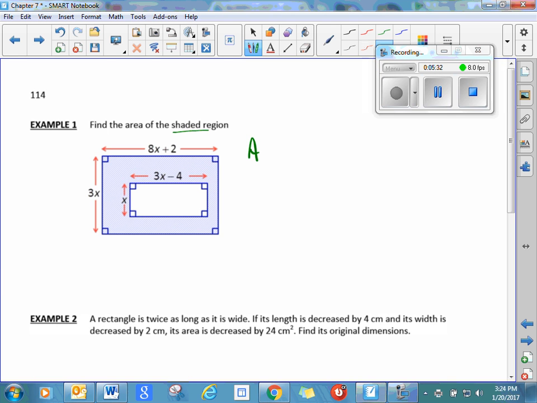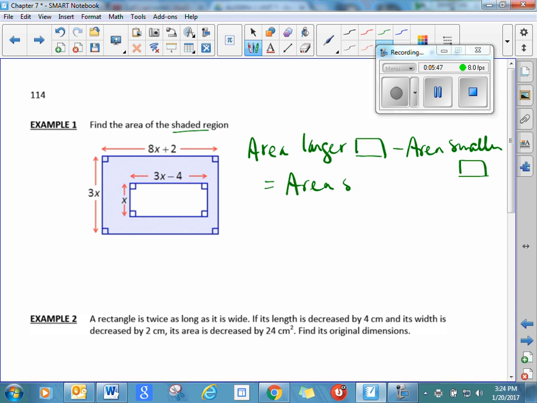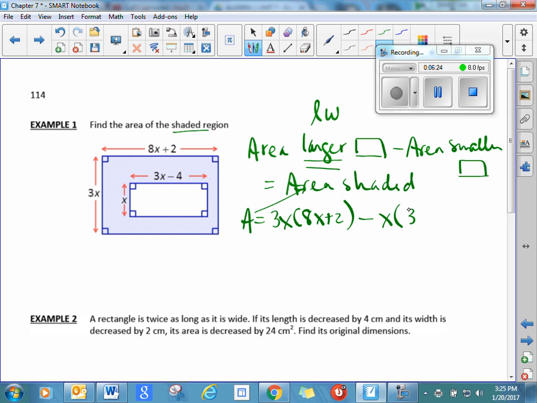We are going to find the area of the larger rectangle, and we're going to subtract out the area of the smaller rectangle, and that is going to give us the area of the shaded region. So this is kind of our verbal model. This is what our plan is. And now we have the dimensions. We just have to plug them into our idea here. So the area is the length times the width of the larger rectangle, this guy, length times width. So he is 3x times 8x plus 2. And to get this guy right here, we are going to subtract out the area of the smaller region, which is x times 3x minus 4.